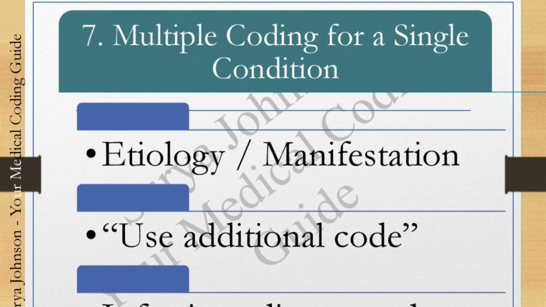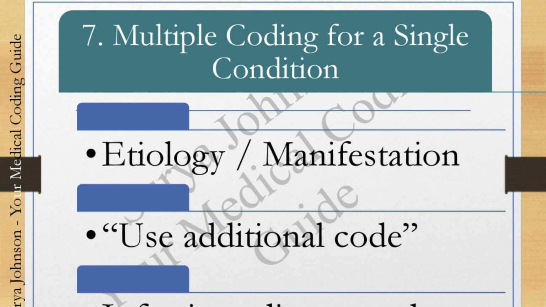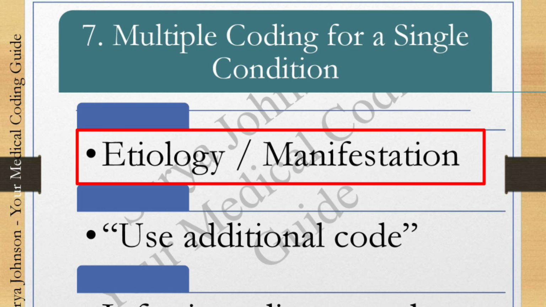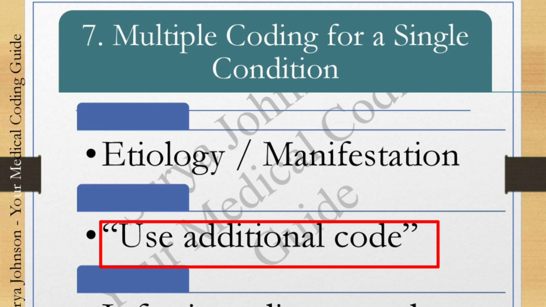The 7th one, multiple coding for a single condition. What is multiple coding for a single condition? For one condition, you use more than one code, like 2 codes or 3 codes. In which scenario will you be using it? You'll use it for etiology and manifestation. You got it right, in the first chapter, conventions, we saw about etiology and manifestation. These are 2 different codes, and then you'll use these multiple codes.